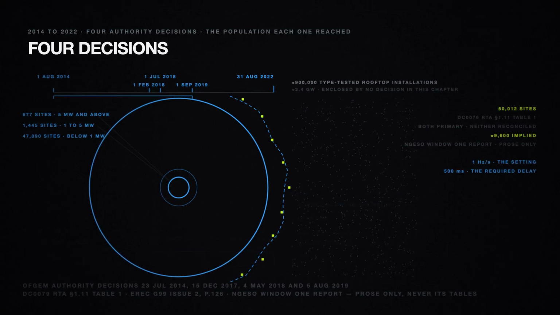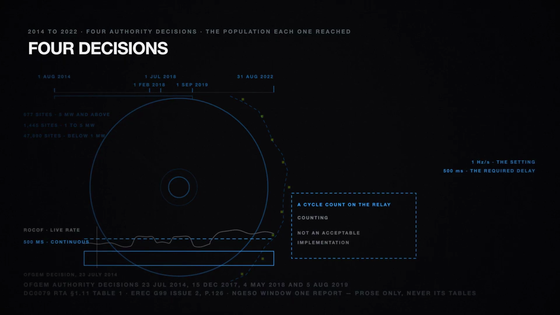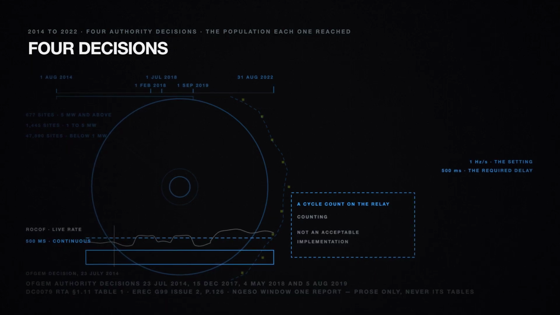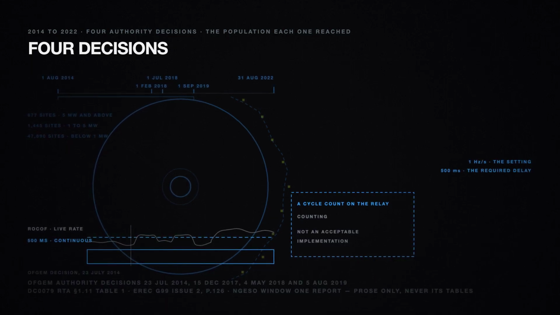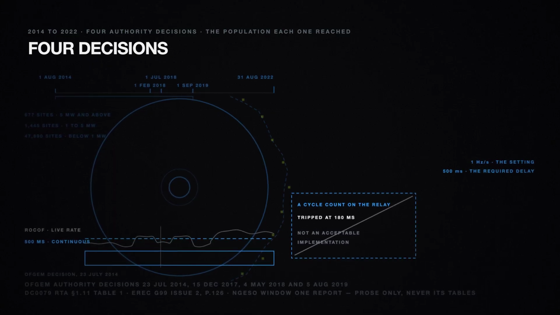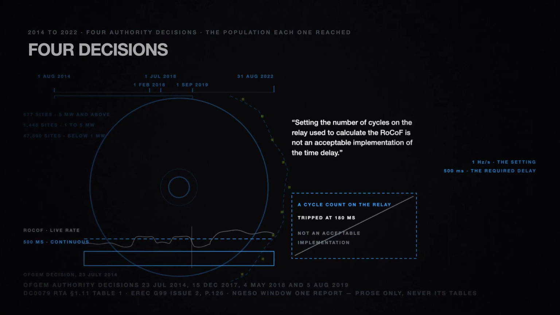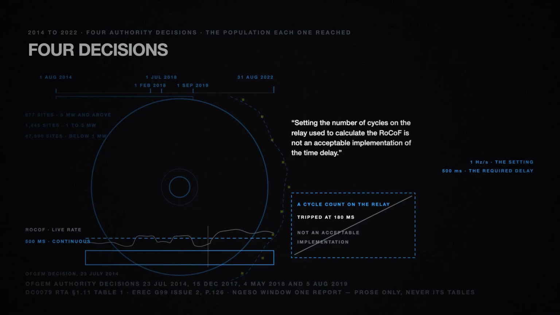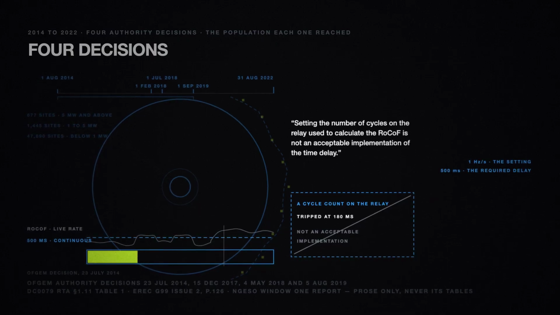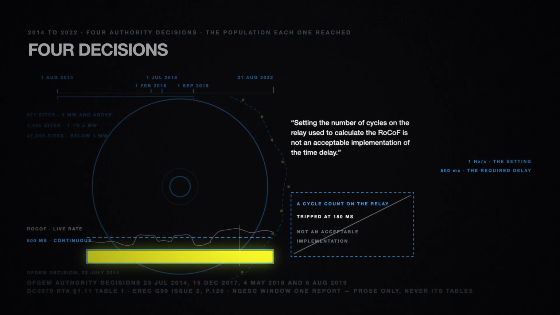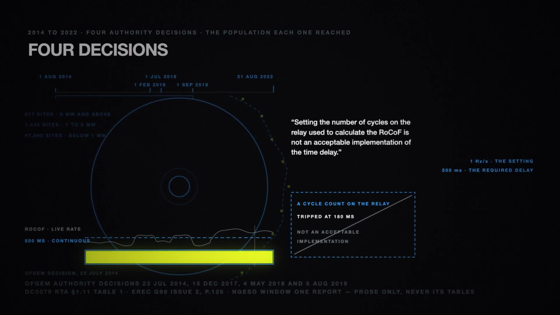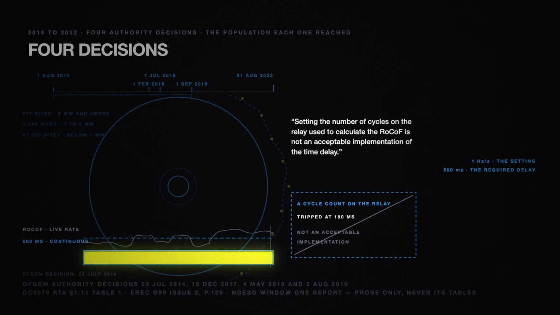One requirement was there from the first decision. The rate must be measured to be continuously in excess of the required setting for 500 milliseconds before activating the trip relay, and the recommendation forbids the obvious way to build it. Setting the number of cycles on the relay used to calculate the rate is not an acceptable implementation of the time delay. The number of cycles is not the delay.